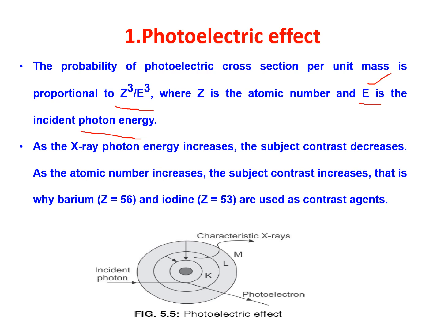If we increase the capacity of the atom to produce light in the photoelectric effect, by using a higher atomic number, automatically the subject contrast will increase. But usually, if the photon energy increases, the subject contrast decreases. So to avoid that, we should use a higher atomic number to increase the subject contrast. That's why we always use barium and iodine as contrast agents.